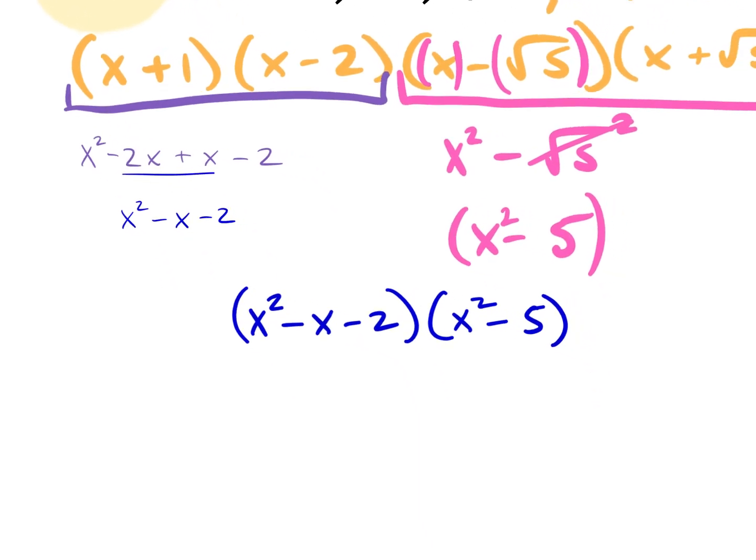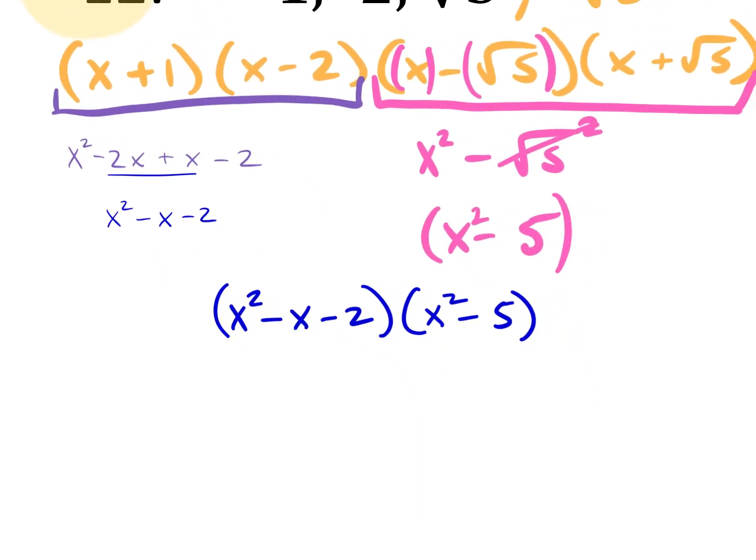And then from here, it's just like FOILing, but a little bit extra because we have three terms in our first parentheses. So just make sure everything in the first parentheses gets multiplied to everything in the second. So starting with our x squared. X squared times x squared would be x to the fourth power. X squared times negative 5 is negative 5x squared.